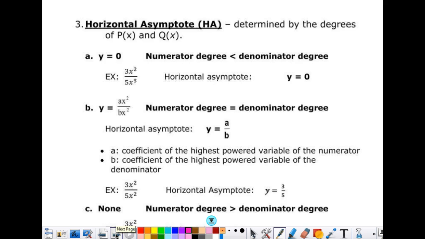Okay, the horizontal asymptote. It's a little bit more, but it's easy if you pay attention. Make sure you're off your phones and your earbuds are out of your ears. There are 3 different possible answers for the horizontal asymptote. Remember the horizontal asymptote goes like this, right? You can have y equals 0. You can have a number, which we'll talk about in a minute. And then you can have none. You may not have a horizontal asymptote.